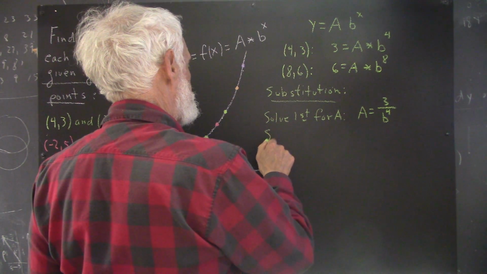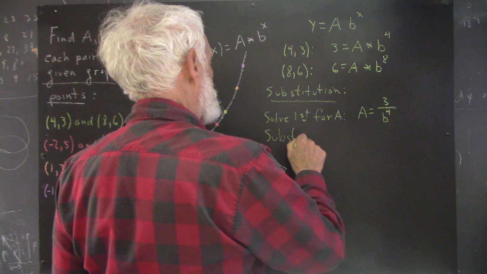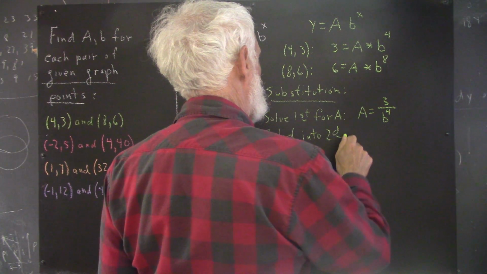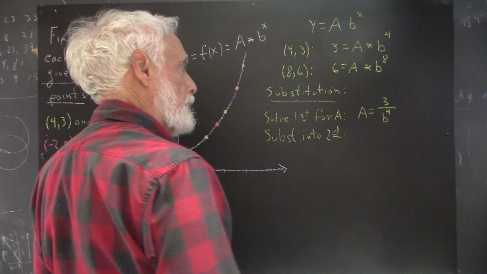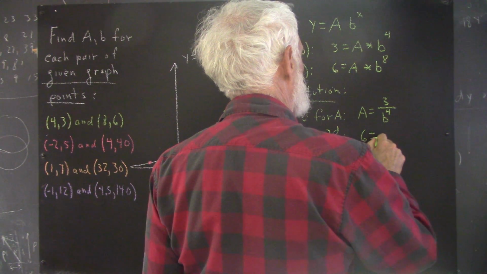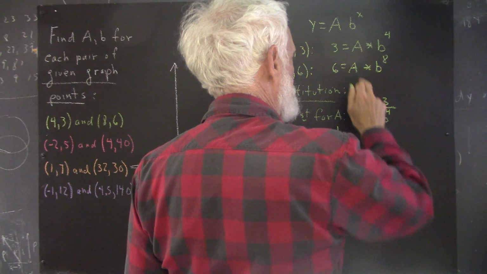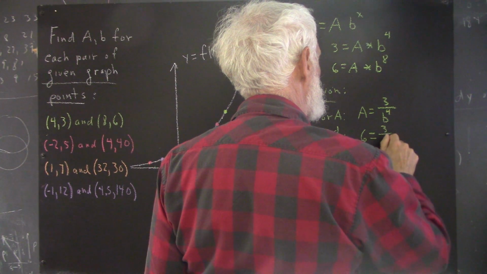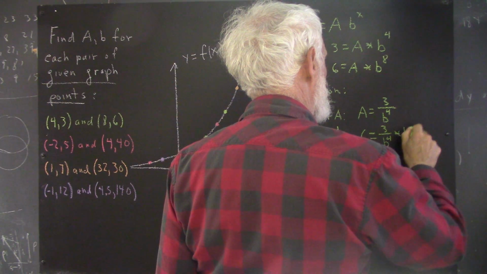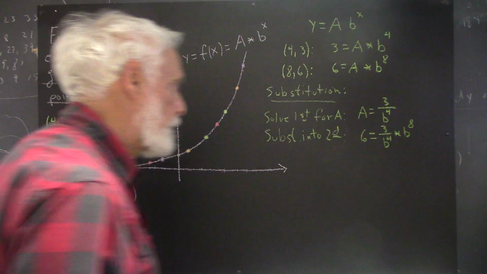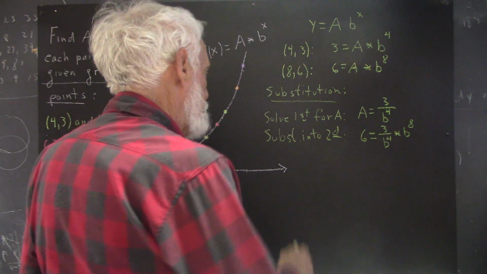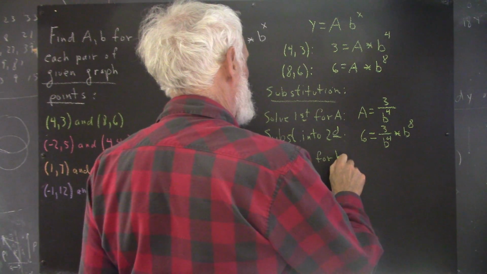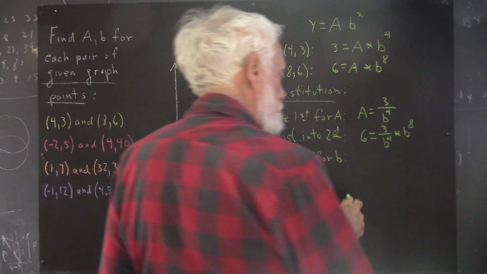And then we substitute that into the second equation. And what do we get? We get 6 equals A times b to the eighth, but A is 3 over b to the fourth times b to the eighth. And now we solve for b.